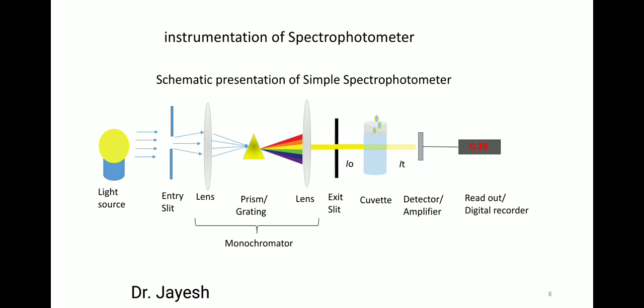This is the instrumentation of spectrophotometer, a schematic presentation of a simple spectrophotometer. The first is the light source, then from the light source the light passes through the entry slit, then the lens, then prism or a grating, then again the lens, then exit slit, then cuvette, then detector or amplifier, and then readout, a digital recorder.